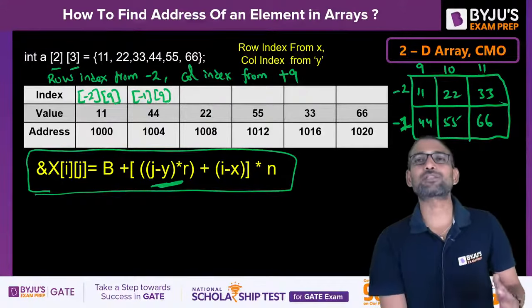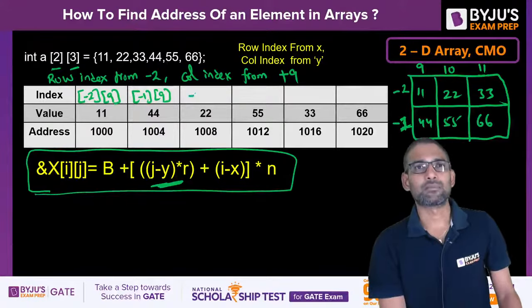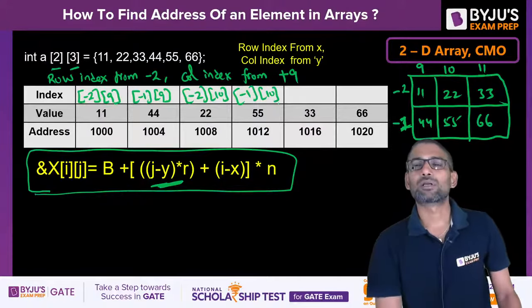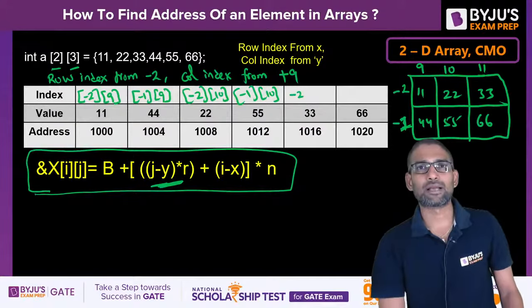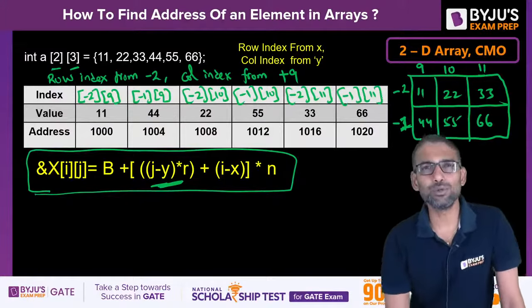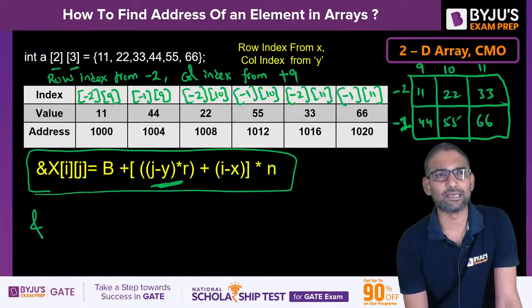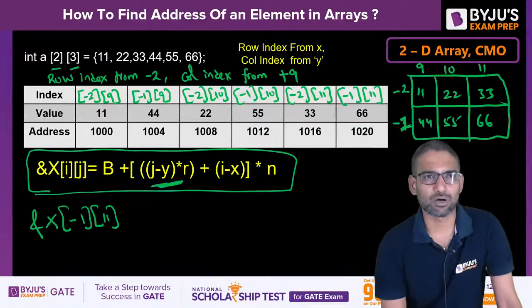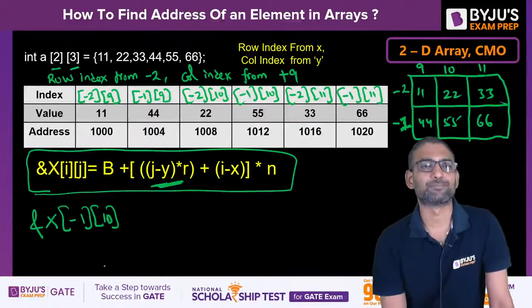Similarly, next the second column values, that is -2, 10, -1, 10. Third column values, -2, 11, -1, 11. Right? Now you want to check the address of any element. Let's say I would like to check the address of X of -1, 11. Last element address, or 10. Your wish, you can take any.